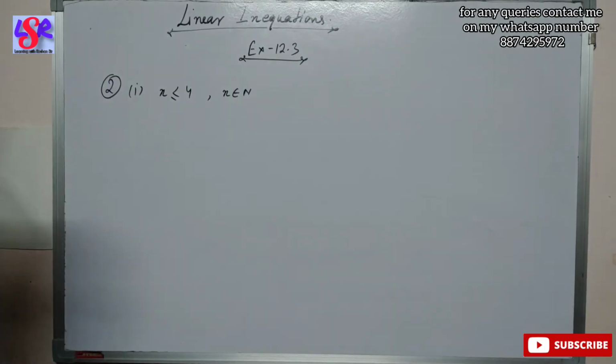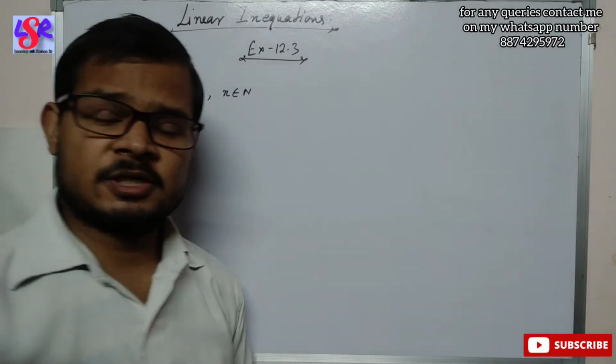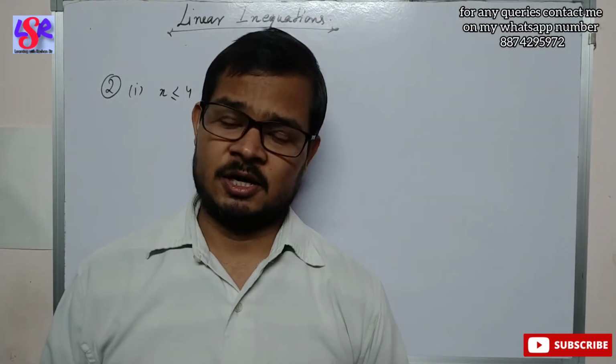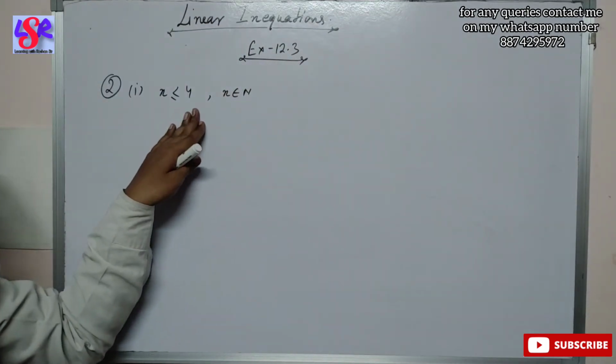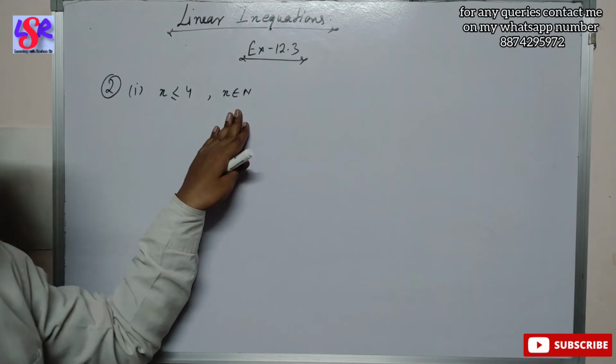Now we are moving to question number 2. Here we have to represent a set on a number line. हमें number line पे represent करना है, and the question is x is less than equals to 4 and x is an element of natural number.